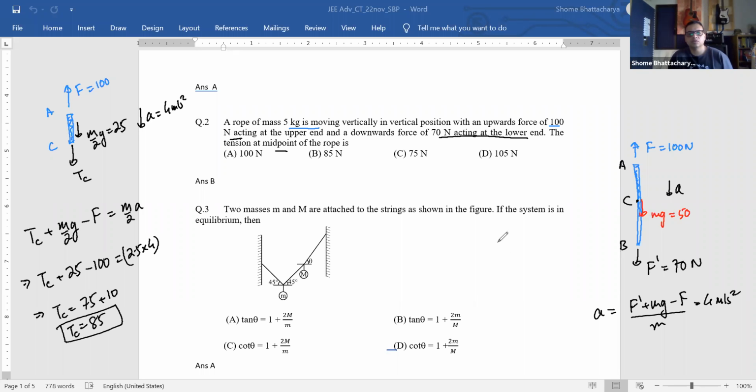so Tc is 85 newtons. You can also get the same thing by making the free body diagram of the bottom half of this. You can also make the free body diagram of section CB, on which now the forces will be like this: tension acting upwards, this acting downwards, F prime acting downwards. So if you make the equation for this, you will get the same thing, 85 newtons.